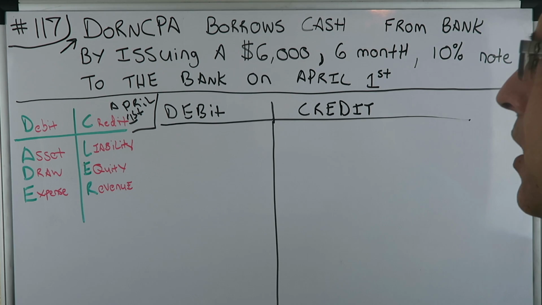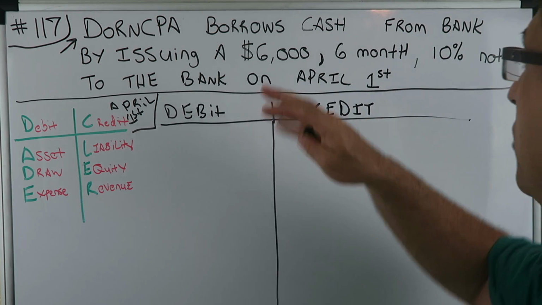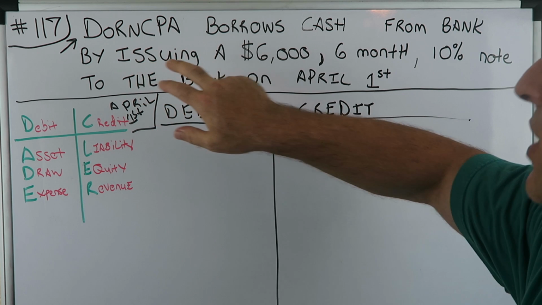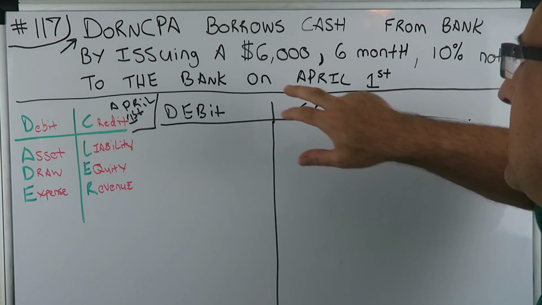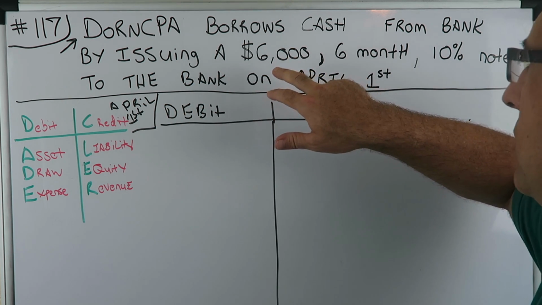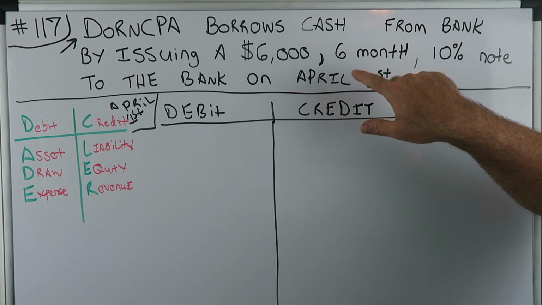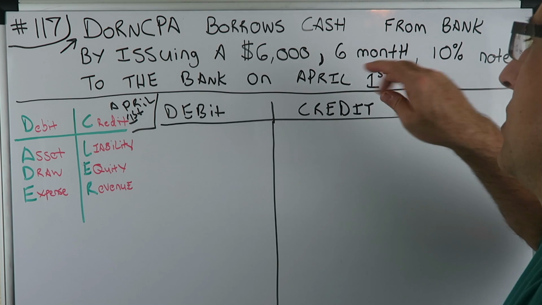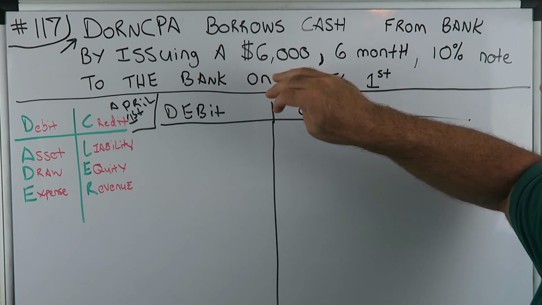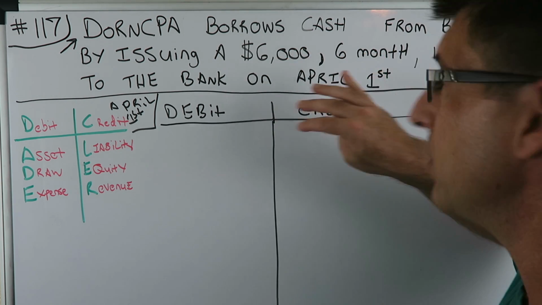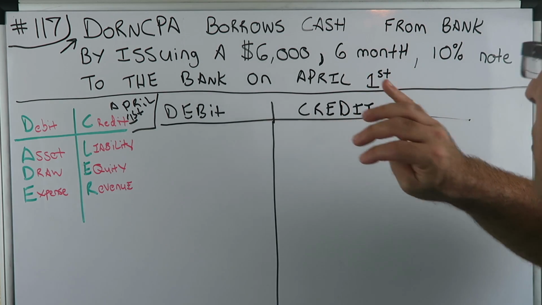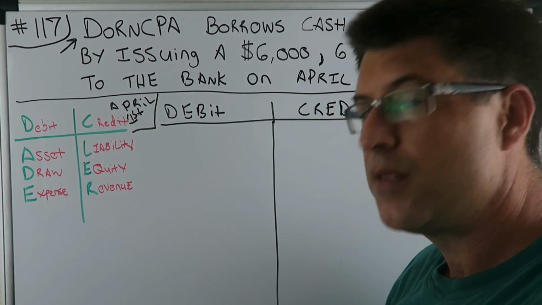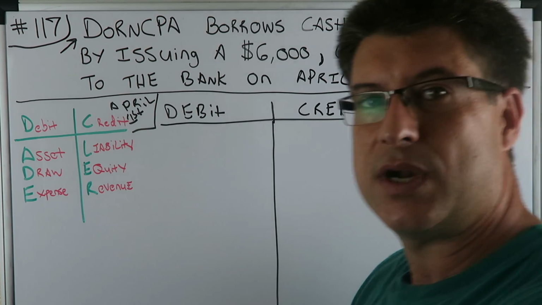As Doran CPA, we are borrowing cash from bank. The rest, issuing a $6,000, that's how much we're borrowing. And then in 6 months, a 10% interest rate. So this is the principal. This is how we get our interest rate, and we'll do that a little bit later. But we're not figuring that out now. We're just writing on the borrowing of the note, the issuing of the note.